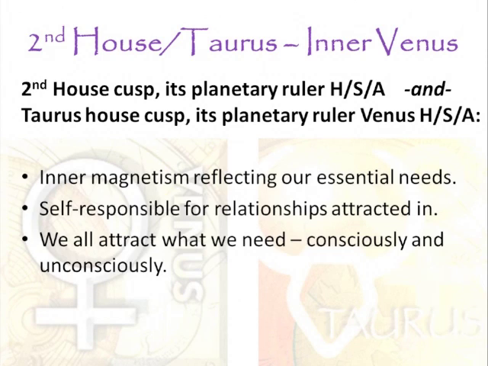And so as that then becomes an inner magnetism, inner reflected outer, it becomes the attraction that we draw to us, how we attract others in. And what we need to recognize is we all attract what we need consciously and unconsciously. And this means that we are all self-responsible for the relationships that we attract in.